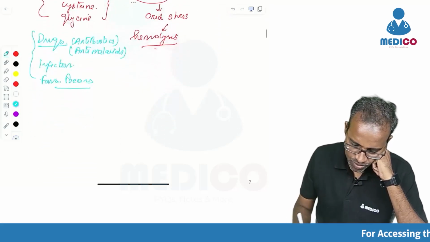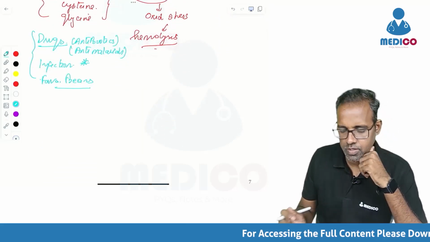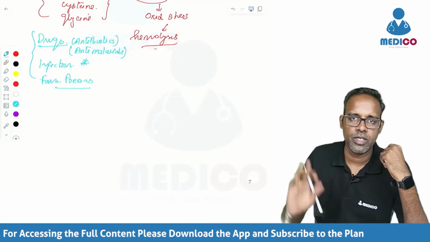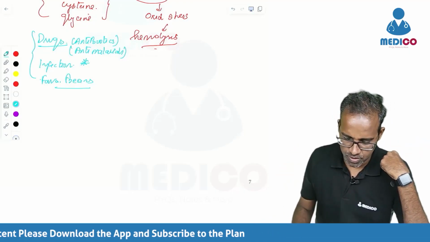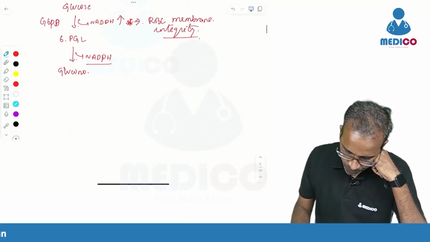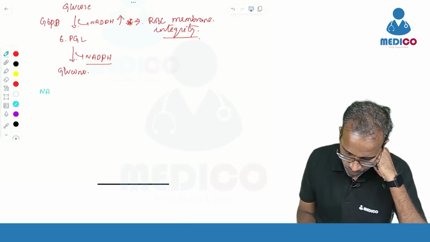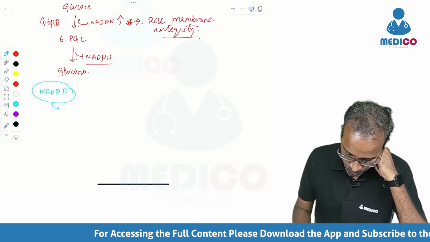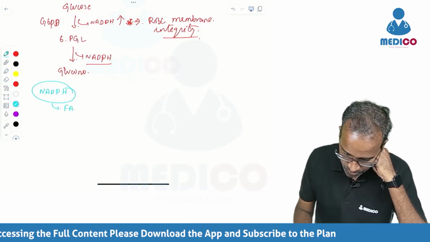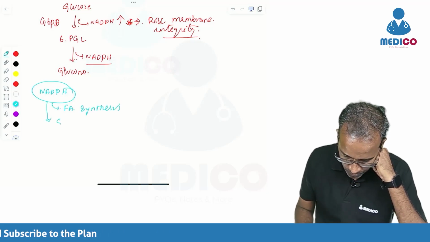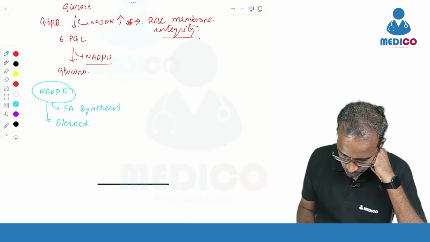Infection is the most common trigger. They will be absolutely normal, they will develop some infection, and they will be given antibiotics that will trigger it, especially antimalarial drugs. So that's about this G6PD deficiency. NADPH, apart from having a role in maintaining the integrity of the RBC, is also essential for fatty acid synthesis and steroid hormone synthesis.